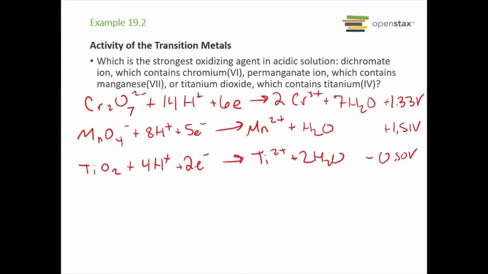So a larger reduction potential means it's easier to reduce, which means it's a stronger oxidant, or oxidizing agent. That means permanganate is going to be number 1, then dichromate, and then titanium dioxide. So 1, 2, 3.